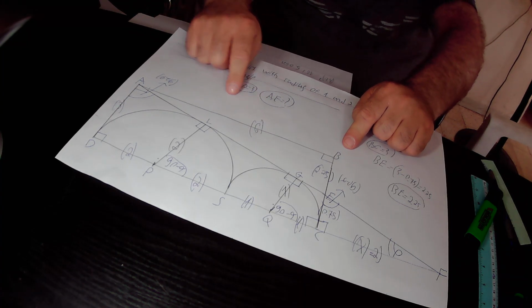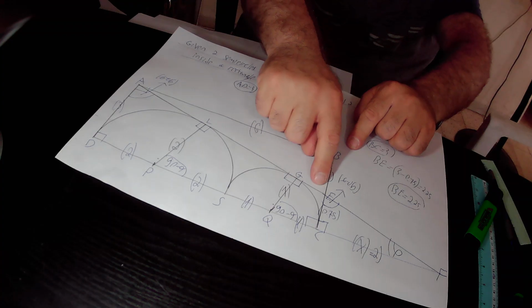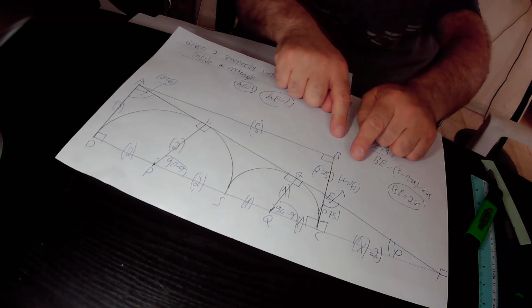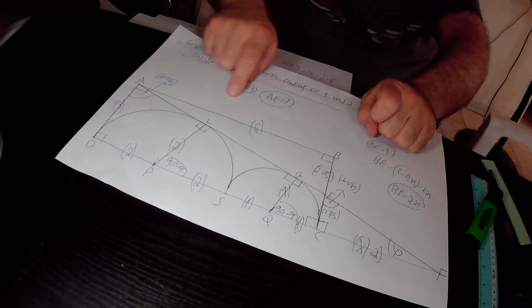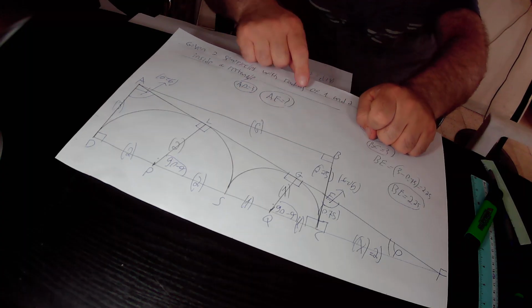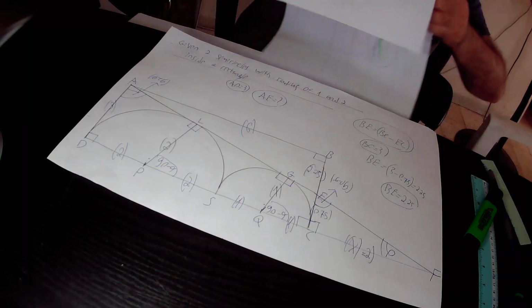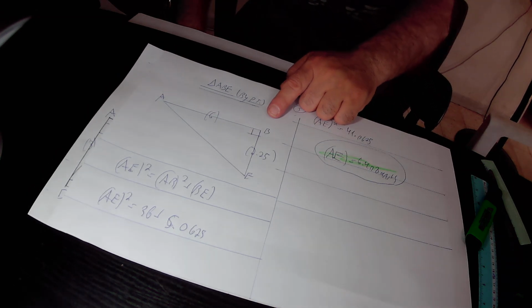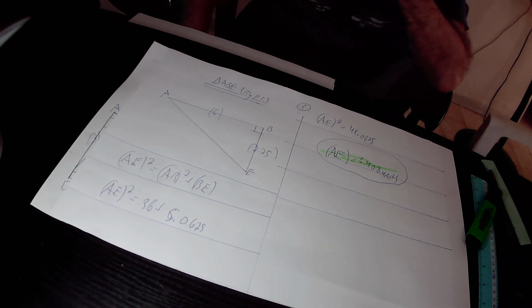In the next step, I copied the right triangle ABE onto a new page and implemented the Pythagoras theorem on this right triangle ABE. Side AB equals 6 and side BE equals 2.25. The hypotenuse is the missing side. Okay, this is the right triangle ABE. Then I'm going to form the equation.